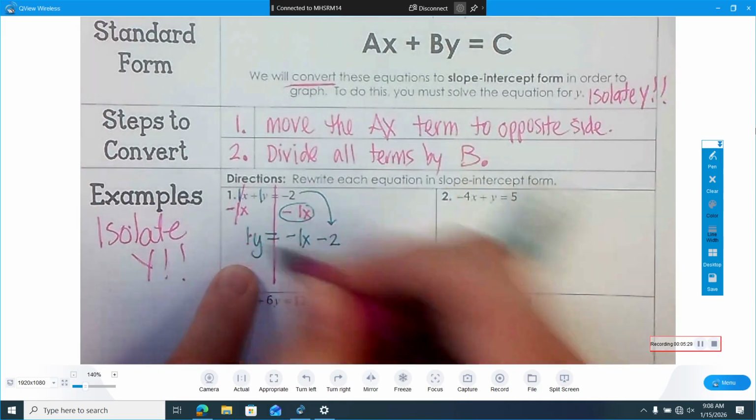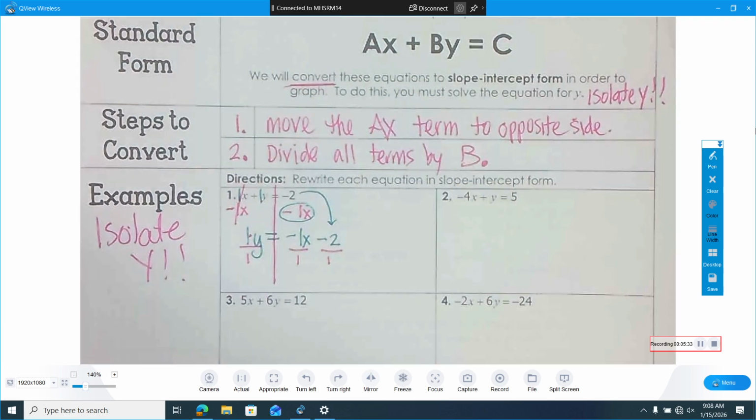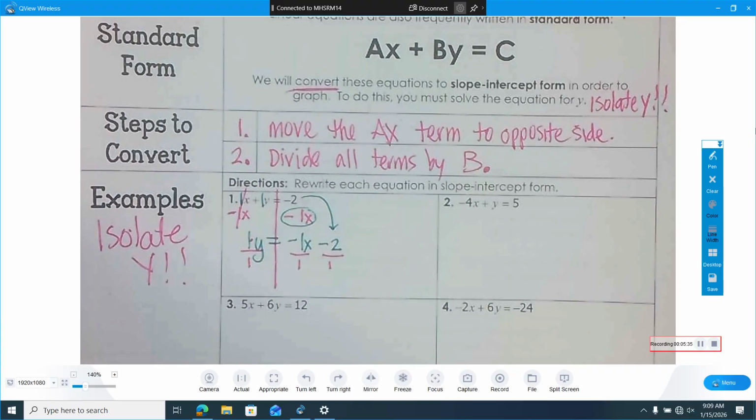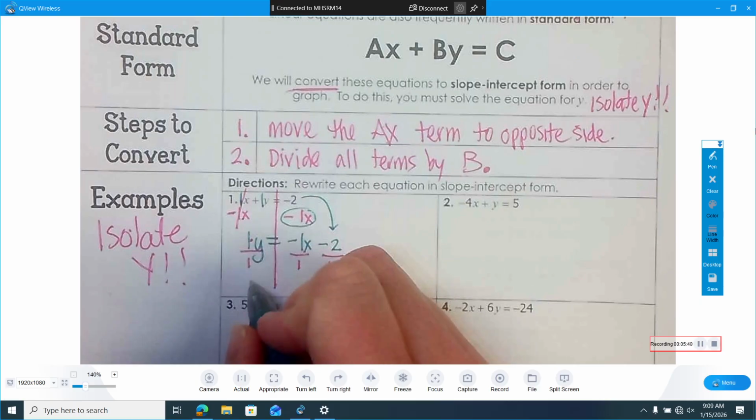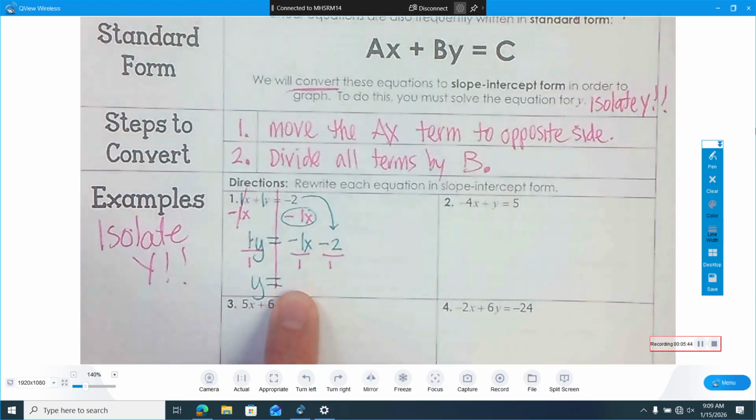And then how do I get the y by itself? Yeah, this is 1 times y. So we're going to make sure that we divide all 3 terms, 1, 2, 3 terms, by that one number in front. I get y equals, what is negative 1 divided by 1?